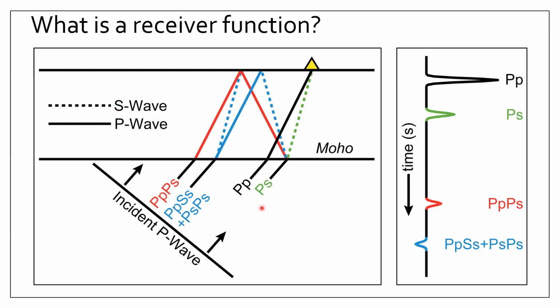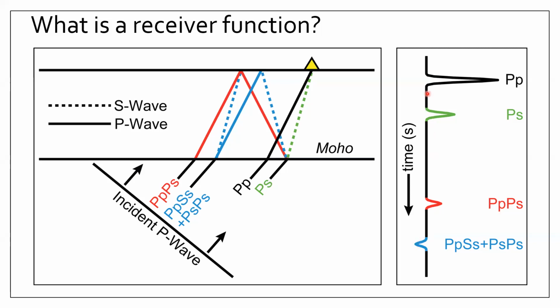So you can see this is the P2S converted phase and this is the direct P phase and these are the associated reverberations. And these reverberations and the P2S converted phases, along with the direct phase, you can see in this receiver function. So this is the direct phase, and this one, the green one, is the P2S converted phase, and PPPS is the multiple, and another reverberation is the PPSS plus PSPS phases.